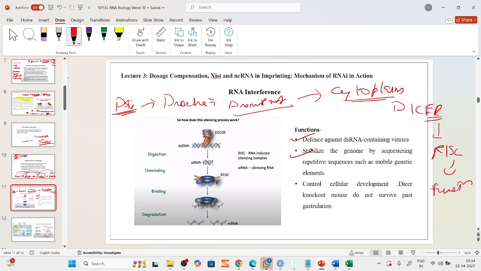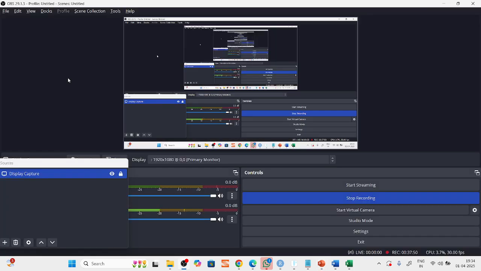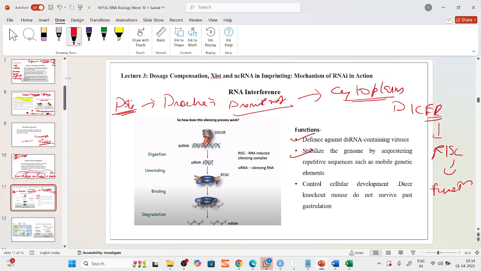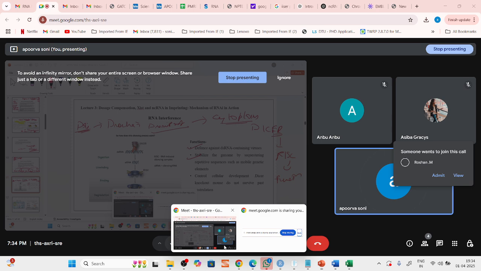Then it controls cellular development. Dicer knockout mice do not survive past gastrulation. So it also controls the development. If a mouse does not have Dicer, it cannot perform its function past gastrulation.